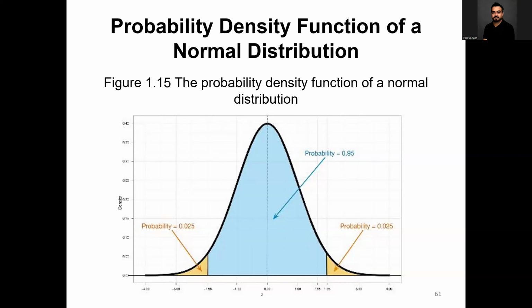We have two types of tests. We have one-tail tests and two-tail tests. Whenever we have a one-tail test, the probability is 0.05. When we have a two-tailed test, the probability is 0.025. So this is the concept of the probability density function of a normal distribution.